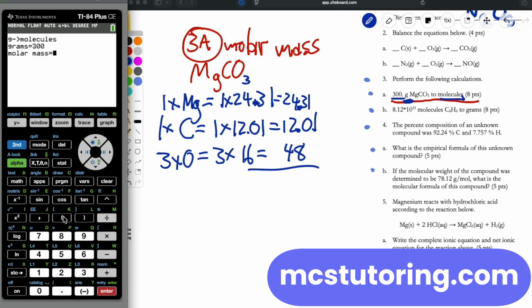I'm working feverishly on a program to do that, but that might not be until like Thanksgiving time. So look, you could just put this in parentheses, because instead of having to go to the regular home screen of the calculator, we just do 1 times 24.31 plus 1 times the molar mass of carbon, 12.01.